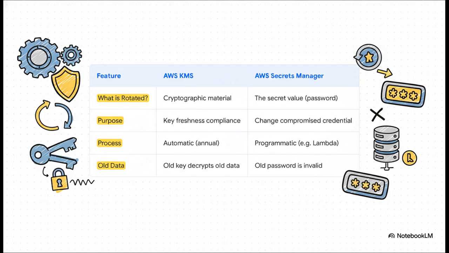Now contrast that with Secrets Manager. When it talks about rotation, it means it's changing the secret itself. We're talking about generating a brand new password, logging into the database to update it, and then storing that new password. Once that happens, the old password is toast. It's gone. It no longer works. See the difference? One is about the key's internal material. The other is about the credential value.